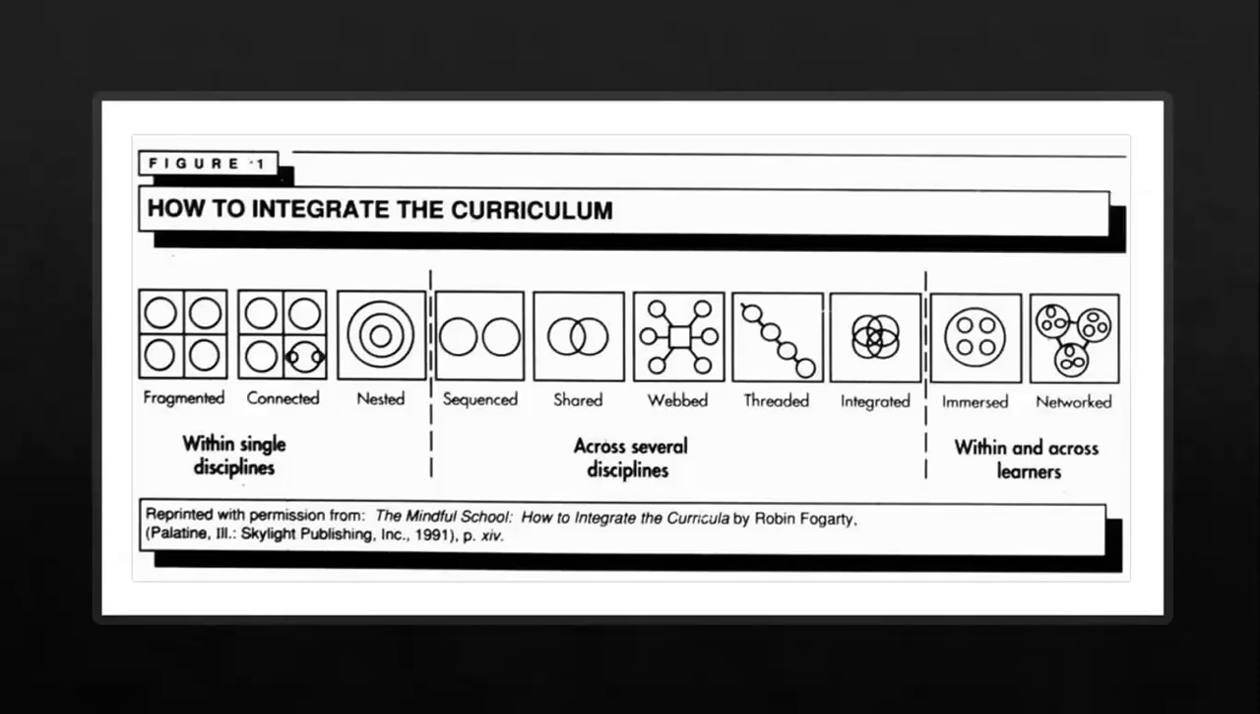Dr. Robin Fogarty has authored another book, The Mindful School: How to Integrate the Curricula, which exemplifies in Figure 1 how to integrate the curriculum. You see all of the different subcategories represented by pictures: within single disciplines, across several disciplines, and within and across learners.